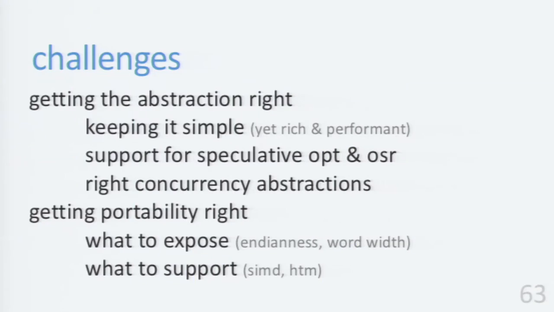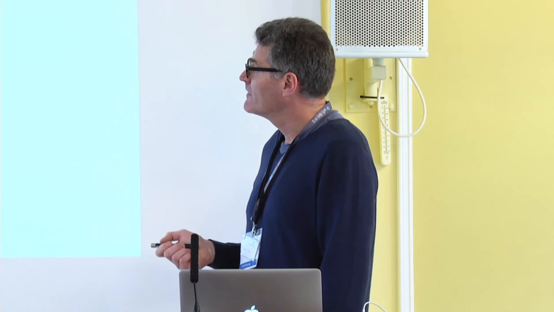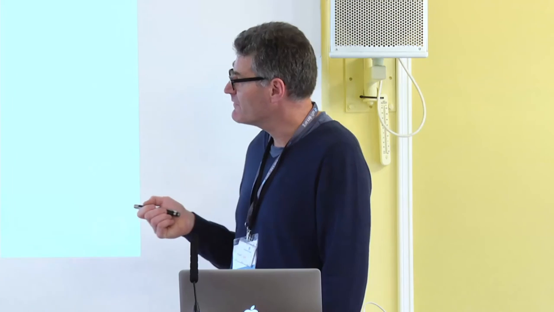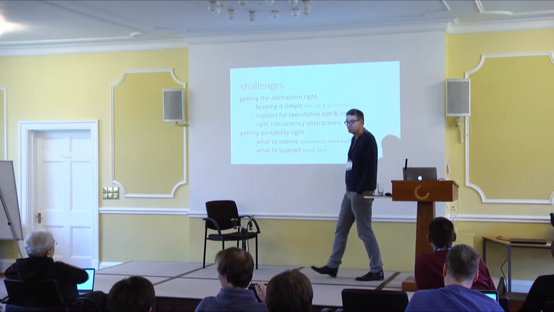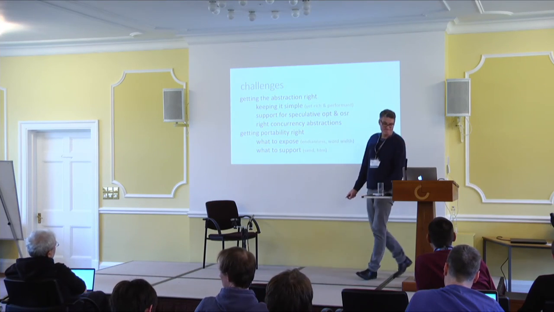So what's the challenge? The challenge we've faced so far, and we've spent a lot of time at the beginning on, is trying to get the abstraction right. So we've been looking at lots of different programming languages: Python, PyPy is one of them, Haskell, C, Java, as to what is needed to get the abstractions right to support a wide range of languages, while keeping it simple, but also giving us the opportunity to have performance. When you say performance, can you say a little bit more about the goals?